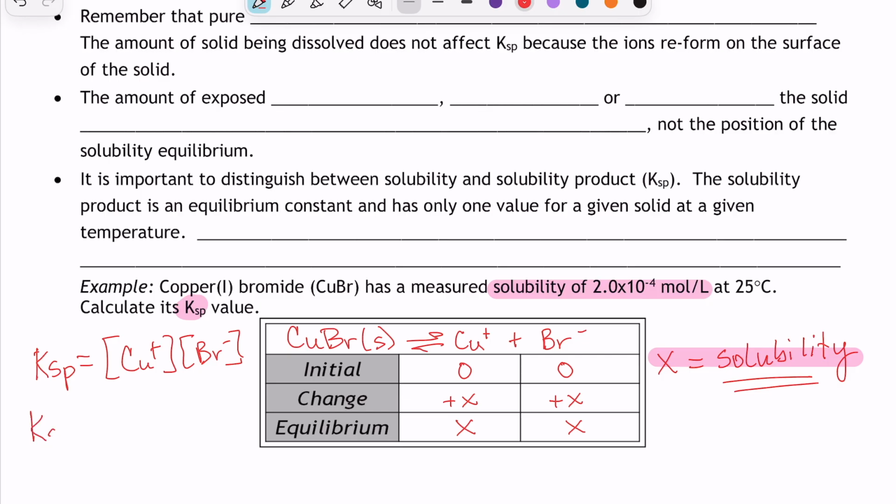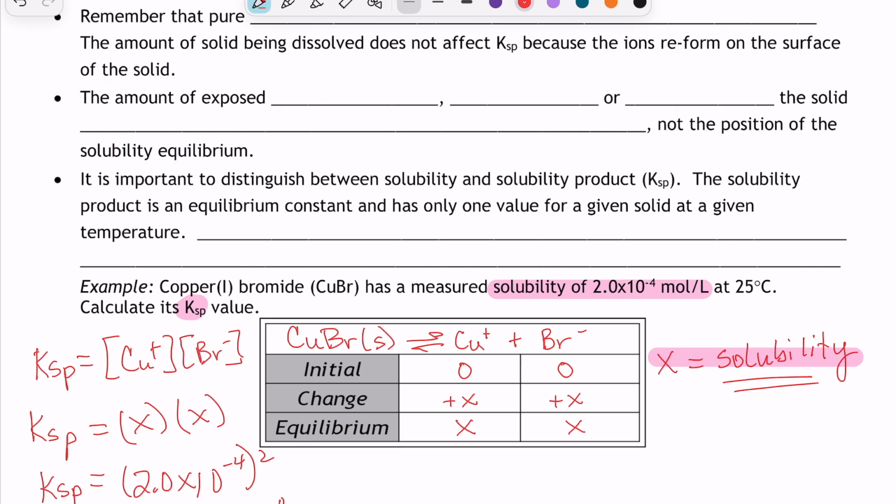Ksp is going to be equal to x squared, because we plug in x for each of the two ions at our equilibrium conditions. And we know that x is equal to the solubility. So all we have to do is put the solubility in and solve for Ksp. We have 2 times 10 to the negative 4, squared. So our Ksp value is going to be 4.0 times 10 to the negative 8.